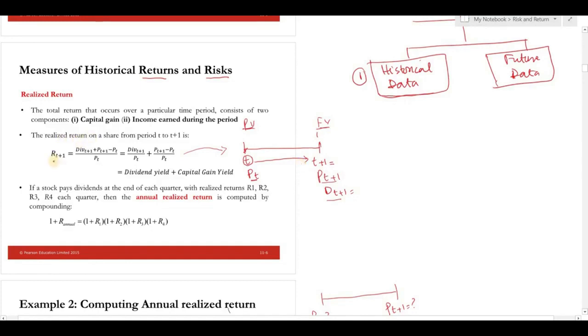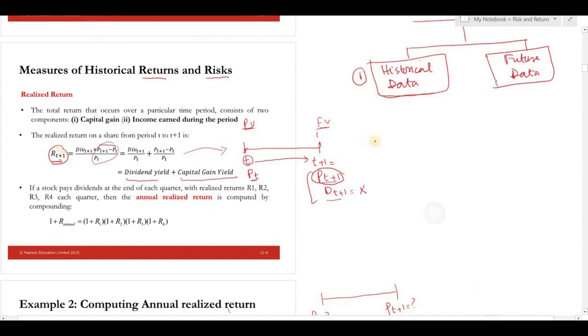The actual return, that is Rt+1, the return at time t plus 1, is equal to Pt+1, the price at time t plus 1, minus Pt, that is the capital gain. Some companies may or may not pay dividends, so if not, the return would only be capital gain. But some companies pay dividends as well, so your total return would be dividend as well as capital gain. We also remember from the last topics that your total return is equal to dividend yield plus capital gain yield. So if the company is not paying any dividend, its total return would be capital gain. That is called the realized return.